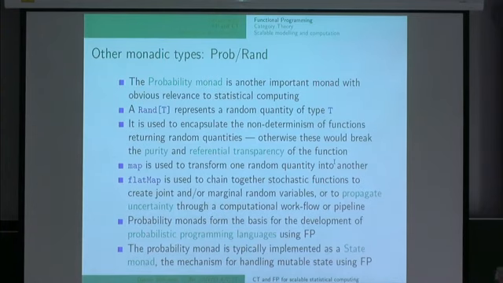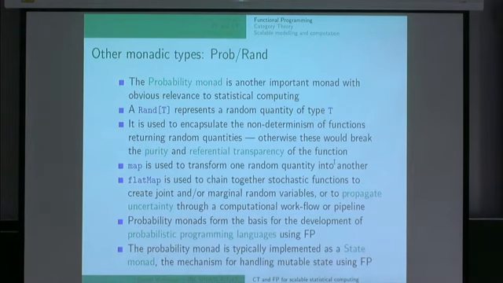Or if t was a double, it'd be a random double, a random quantity. And these are often used in functional languages to avoid issues with random number state and mutating random number state. We're going to gloss over those issues a little bit in this talk, but it's potentially an issue, and this is potentially a nice way to deal with it. But the point is that map can be used to transform one random quantity into another. We've got a random quantity, we apply a function to it, it gives us another random quantity. And flat map is used to chain together two stochastic functions to create joint or marginal random variables.